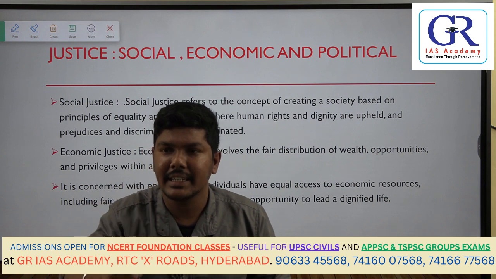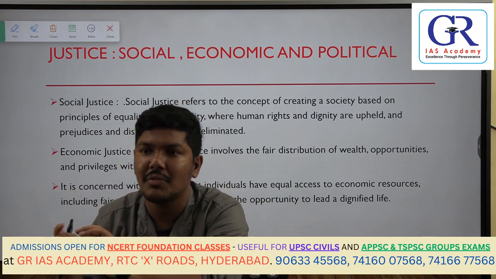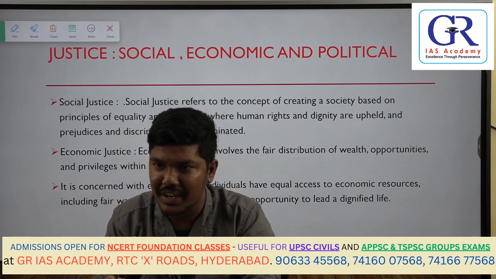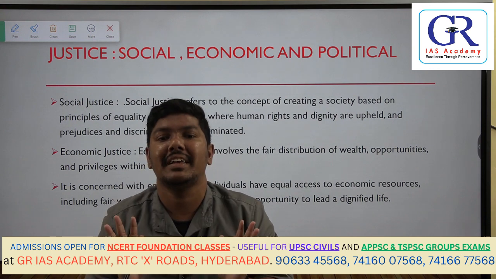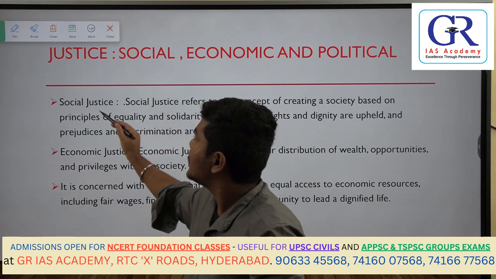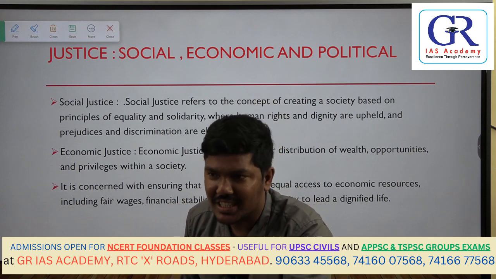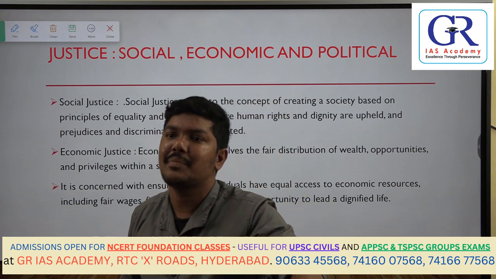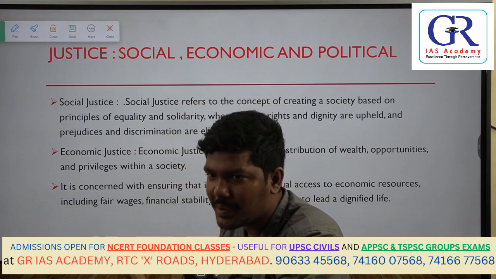Okay, so these are certain grounds. That means only on this particular ground this person should not be discriminated. Everybody has to be treated equally. In that context, that is what we call social justice. In social justice, there will not be any discrimination. The objective is that there should not be any discrimination.